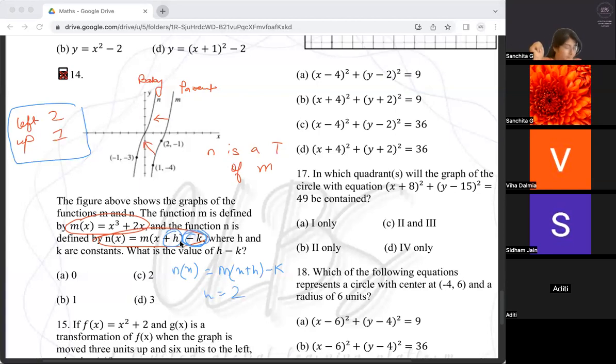What is K? 1? Incorrect. Negative 1. Because in my equation, I have negative K, see, and it moved up by 1 unit. So K has to be negative 1. Only then will my equation have positive 1. Got it?